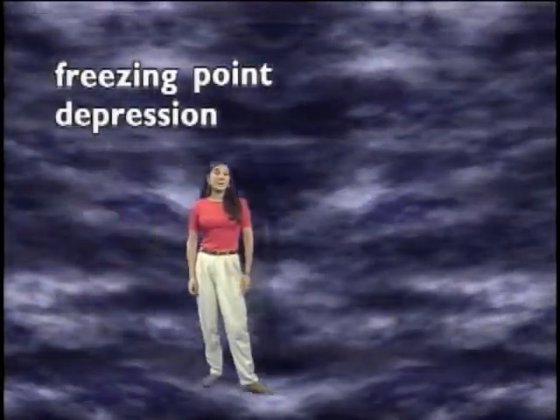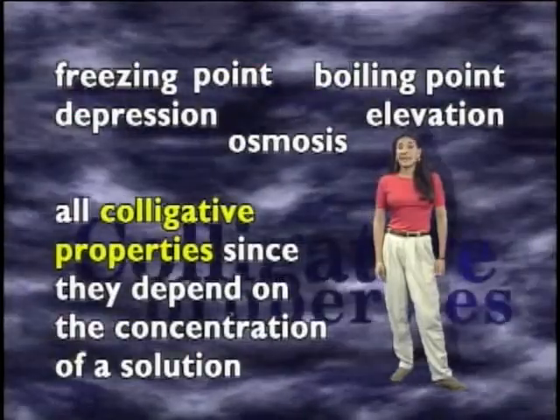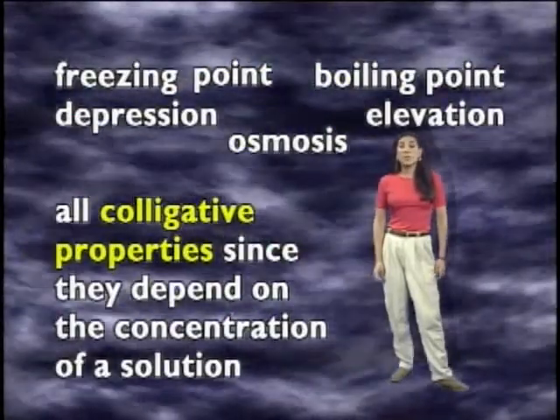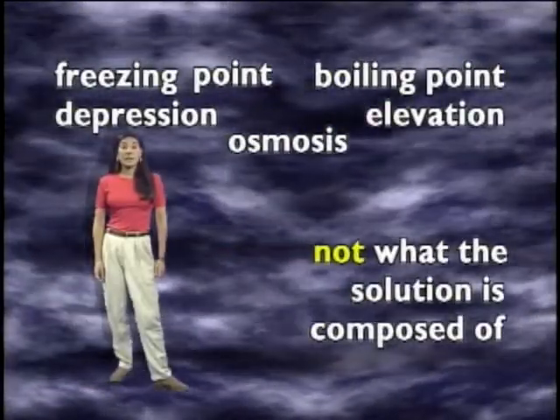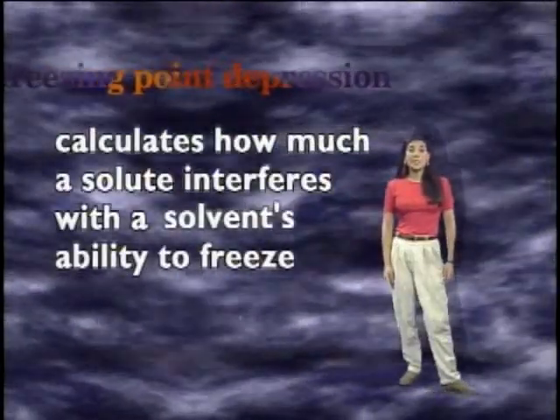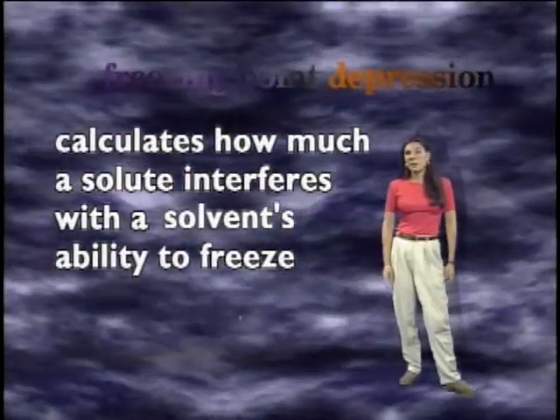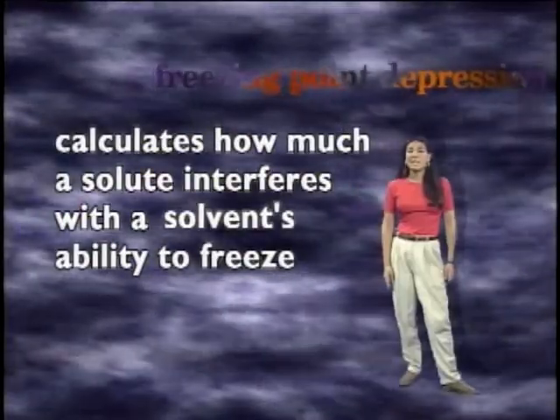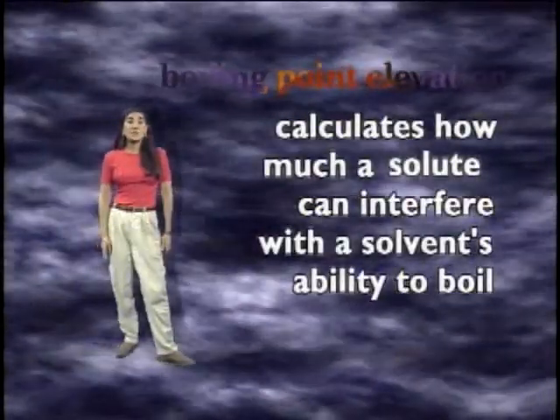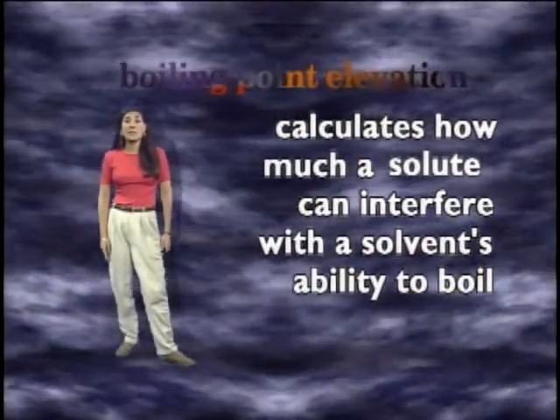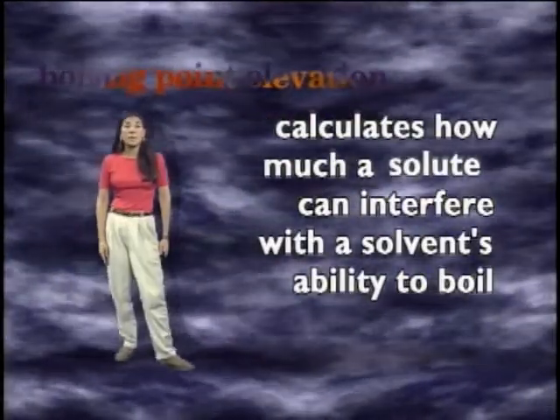So freezing point depression, boiling point elevation, and osmosis are all considered colligative properties, since they depend only on the concentration of a solution, not what exactly the solution is composed of. Freezing point depression calculates how much a solute interferes with the solvent's ability to freeze. In other words, how much colder the solvent has to get before it will freeze. And boiling point elevation calculates how much a solute can interfere with a solvent's ability to boil. In other words, how much hotter the solvent has to be before it will boil.